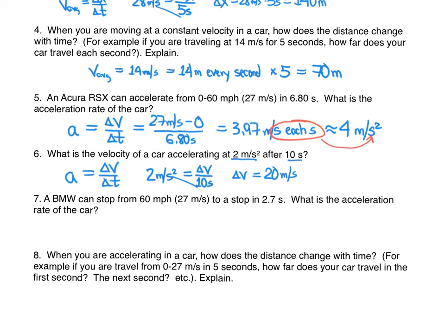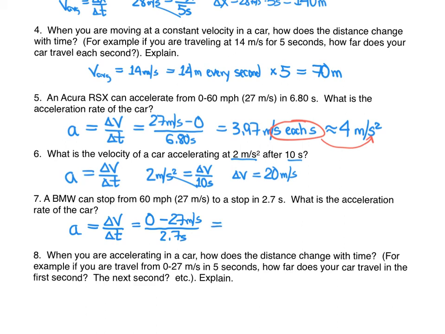All right, a Beamer can stop from 60 to 0 in 2.7 seconds, right? Braking is everything here, everybody. So we want to see what the acceleration rate is in going from 27 to 0. So here my final velocity is 0 minus my original velocity was 27. That's the metric equivalent of 60 miles per hour. And it only takes 2.7 seconds to brake. That's pretty good.